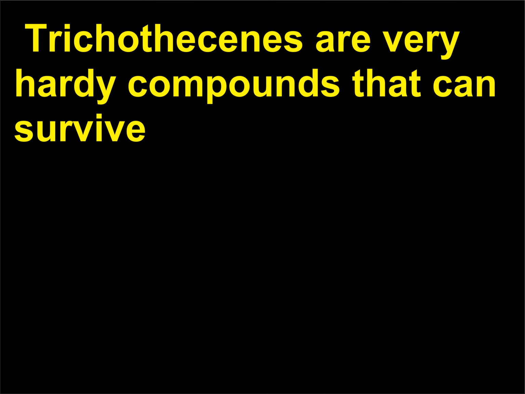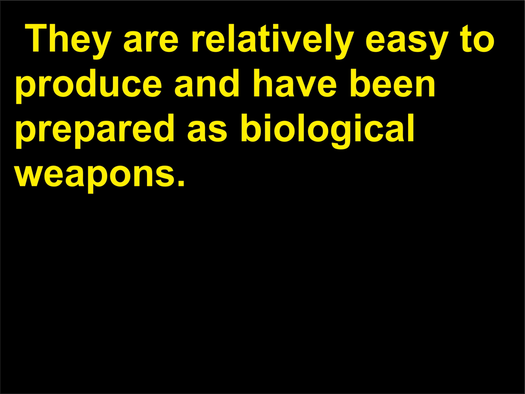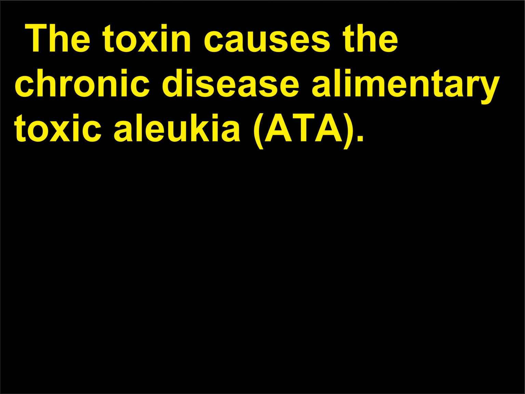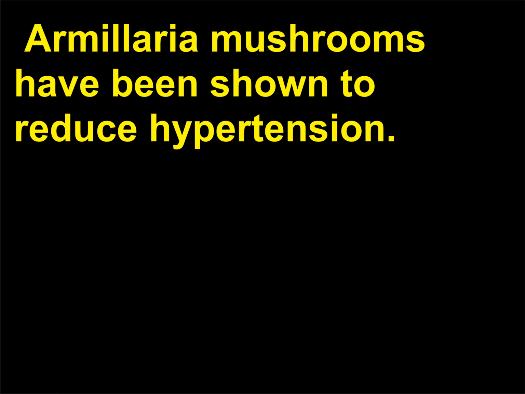Trichothecenes are very hardy compounds that can survive autoclaving and do not degrade when exposed to light. They are relatively easy to produce and have been prepared as biological weapons. The toxin causes the chronic disease alimentary toxic aleukia, ATA. Armillaria mushrooms have been shown to reduce hypertension.